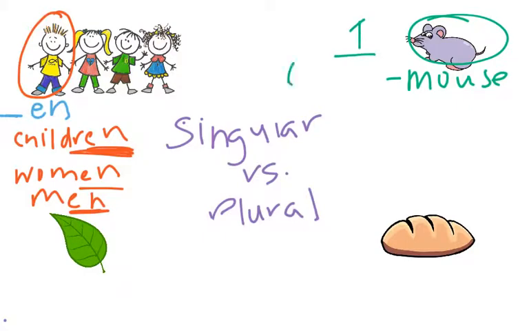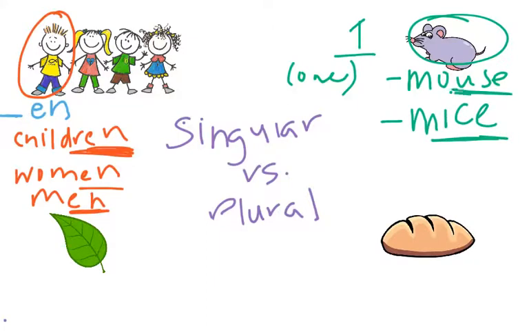One mouse. This unit, if I want to refer to multiple of this mouse, there are multiple of this unit, I would say the word mice. Here we kind of change it. We change the word mouse, or the ouse ending, to ice. And this can be seen in many other examples that we will provide for this irregular plural pattern.